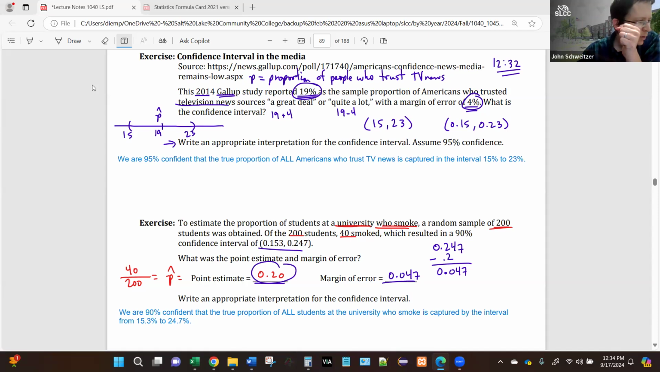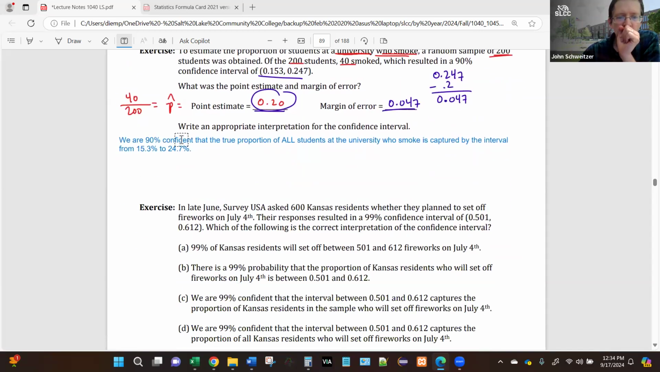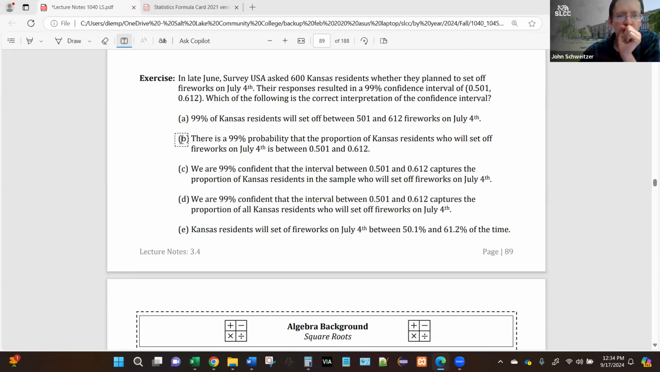I mean, there's still some stuff to do here, but we have the beginnings of an understanding of how these confidence intervals work. Let me just have you guys do one more, just a quick multiple choice. Here we're looking at fireworks. So they're trying to figure out what percentage of people are going to do fireworks. People who work in that industry would like to have an idea of how many fireworks they should be stocking up on so they can sell them, right? So how many people are going to do fireworks?